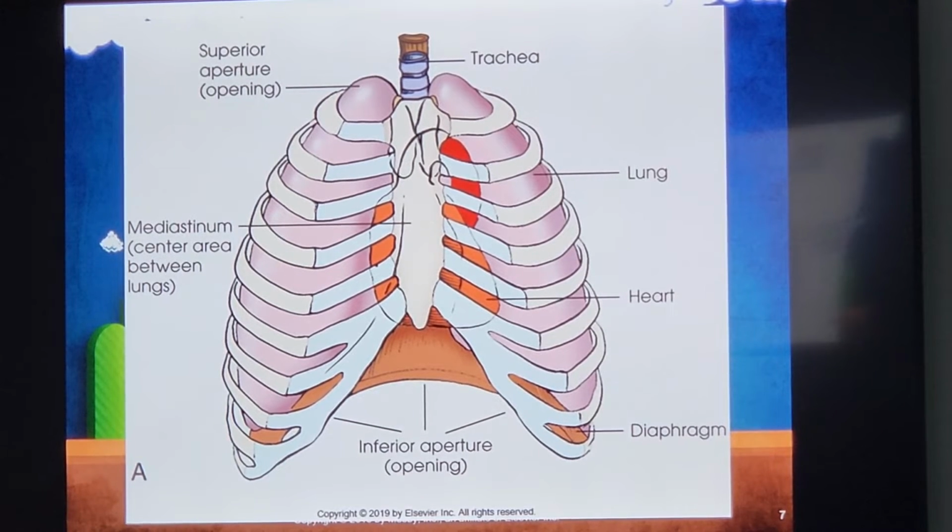So when we say mediastinum, we're talking about everything. Basically, if you follow the outline of the heart, that's your mediastinal area. So everything that falls in that circular area is considered mediastinum. We're going to break it down for a few slides in a minute.